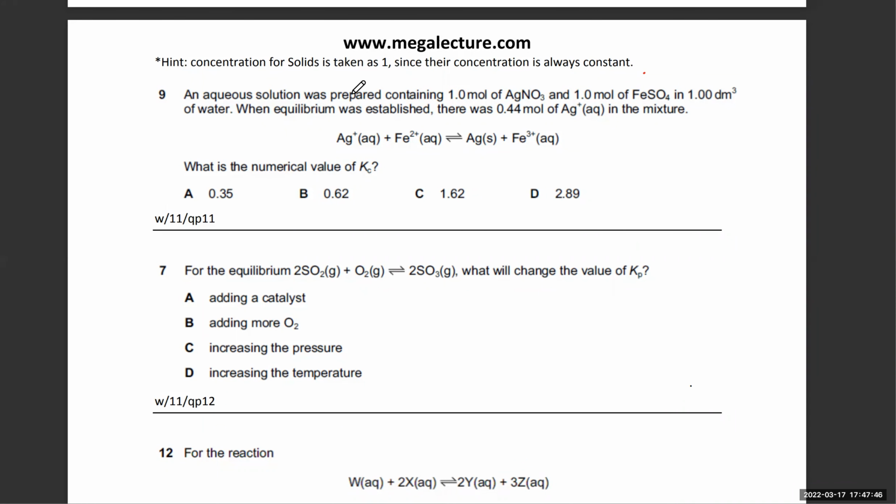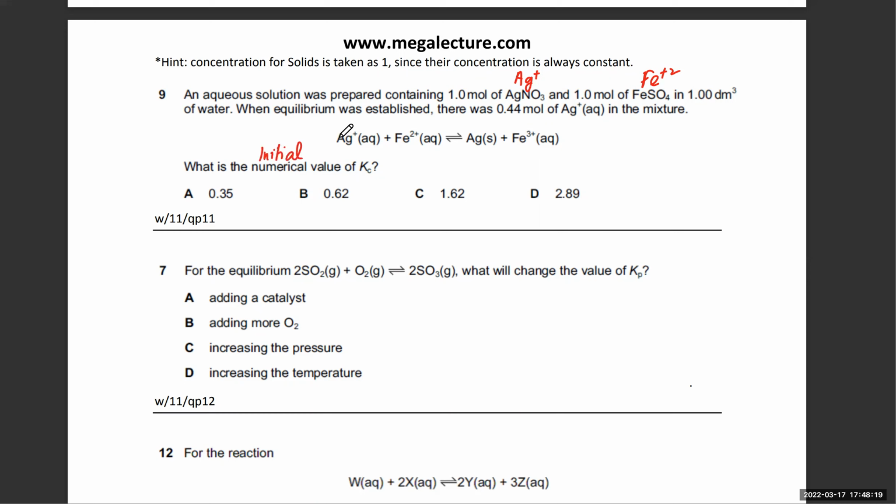So starting with this question, he's saying that there is an aqueous solution which contains 1 mole of silver nitrate and 1 mole of FeSO4. The first thing is that silver nitrate has silver ions, and FeSO4 has Fe2+ ions. When he says 1 mole of this and 1 mole of this, that means initial moles. We know the initial moles.